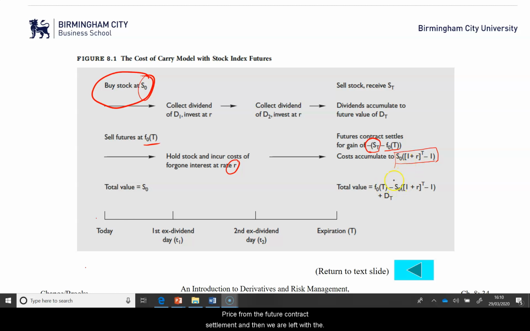And then we are left with the cost of carry here and the accumulated value of the dividends. Remember, we are entitled to receiving these dividends because we purchased the underlying and we kept it till the future contract expiration. So the future value of the dividend here and the dividend here has accumulated to DT. So the total value that we have at the end of this position, a long stock position and a short future position, is the future price at expiration that we receive and the dividends that we have accumulated over this time, and the cost of carry, which is negative here. So that will be the net value or total value.